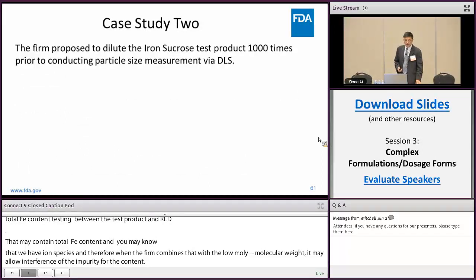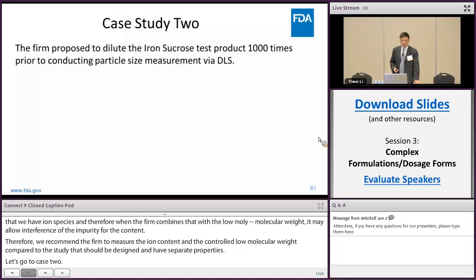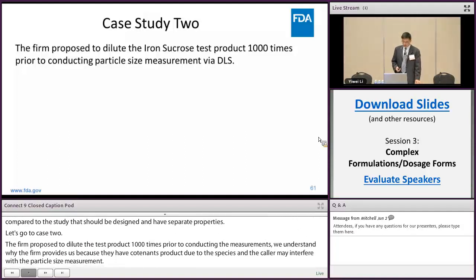The firm proposed to dilute the iron sucrose test product 1,000 times prior to conducting particle size measurements via DLS. Well, we understand why the firm provided this proposal because the drug product has an intense color due to the iron 3 species. And the color may interfere with the particle size measurement under concentrated condition. However, when the dilution is conducted, one should also consider whether it would cause the iron complex or the iron carbohydrate complex to unravel.